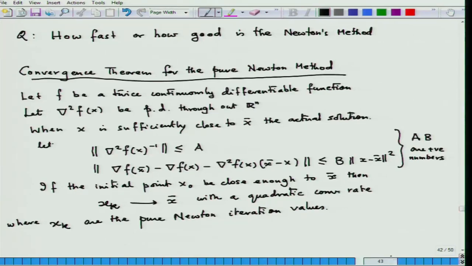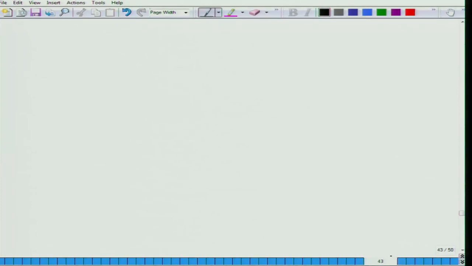Okay. Now, how do you go about proving this fact? From the Newton scheme, we will use now the Newton scheme. So, x k plus 1 minus x bar. We have to find the quadratic convergence. I am writing x k plus 1 as x k minus the Hessian matrix inverse into grad of f x k.